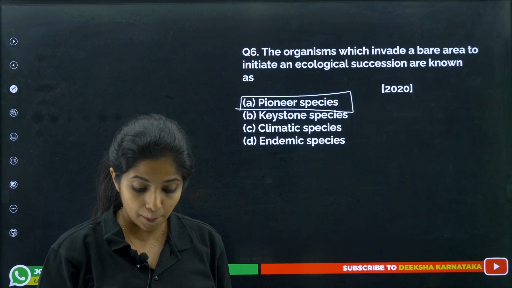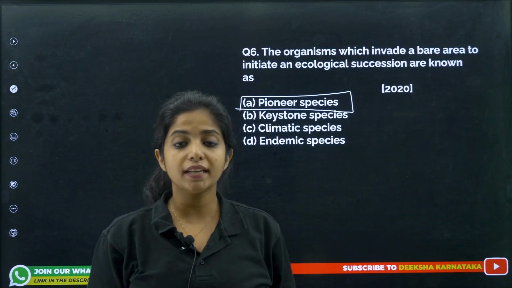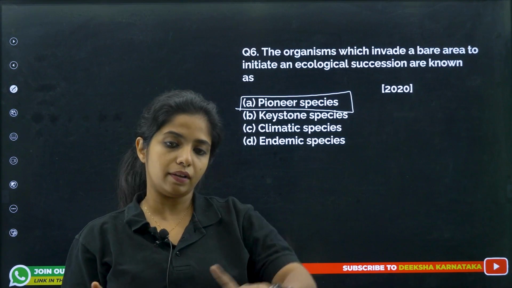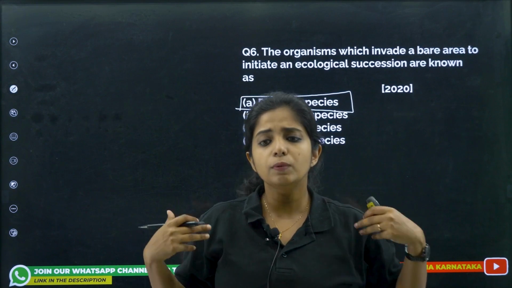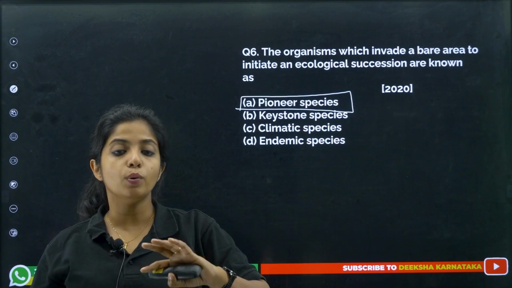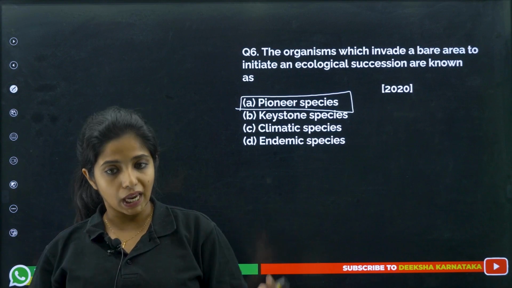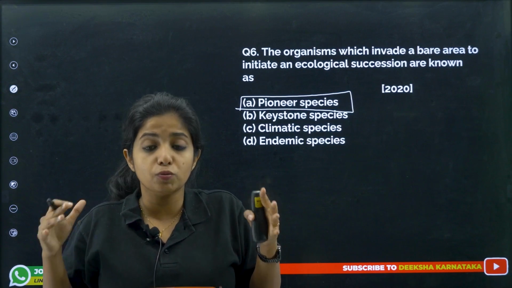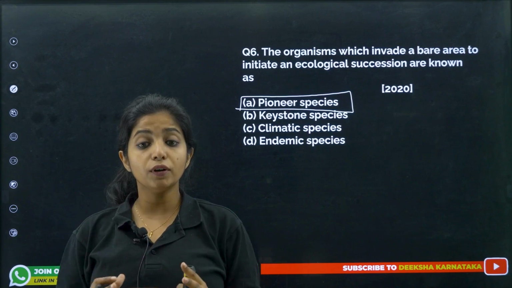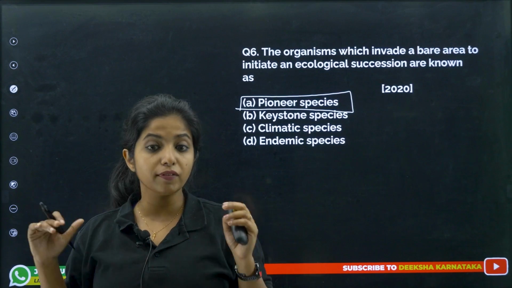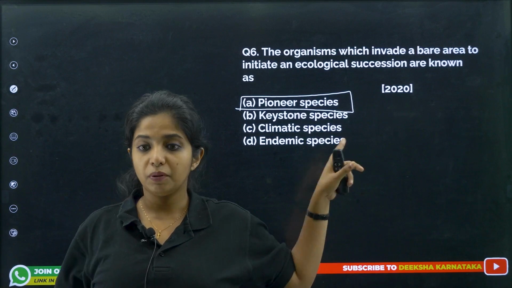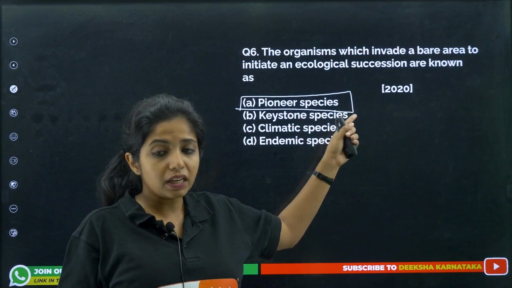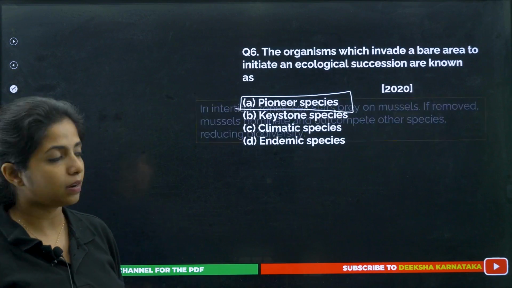For example, Pisaster sea star. It was feeding on mussels. Now what happened? When these guys were taken away, the mussels dominated and went around causing a huge lot of trouble for other organisms as well. So these Pisaster sea stars are known as keystone species. Even though the number was less, they were playing a very big role, feeding on the mussels and keeping everything under control. But when they went, everything went off. Climatic species, nothing like that. Endemic species, no. So it is pioneer species, which is the one that invades a bare area, my dear children.